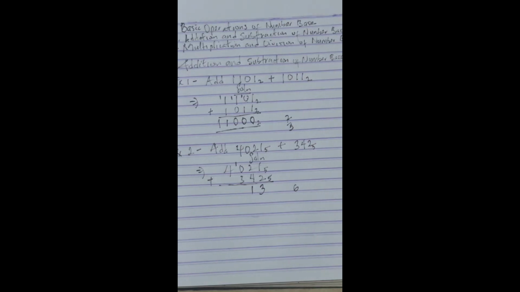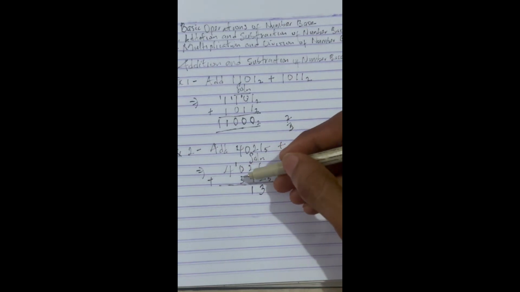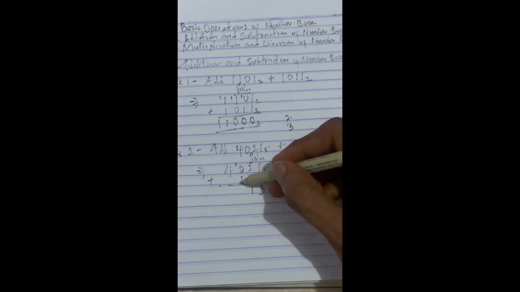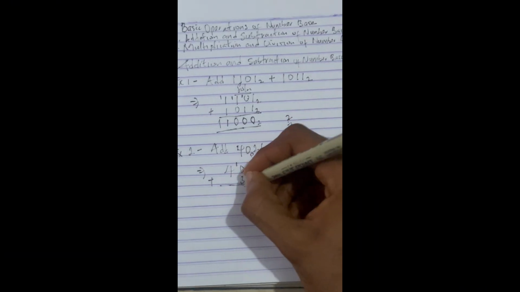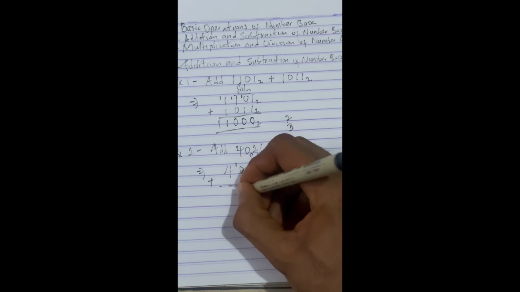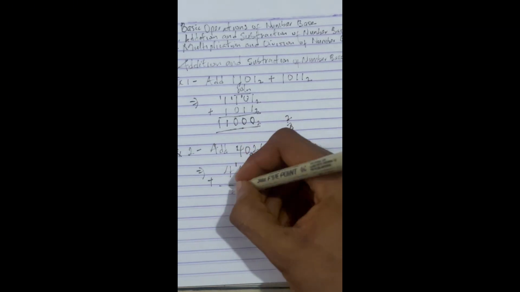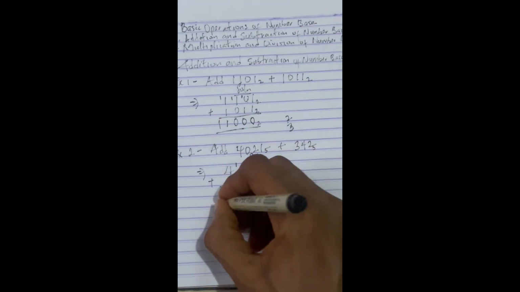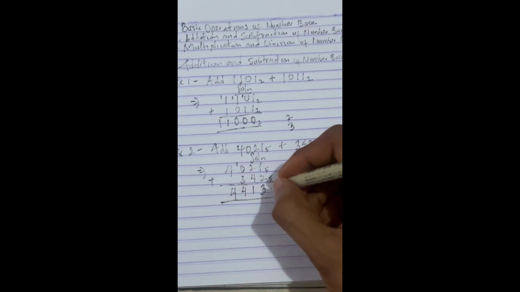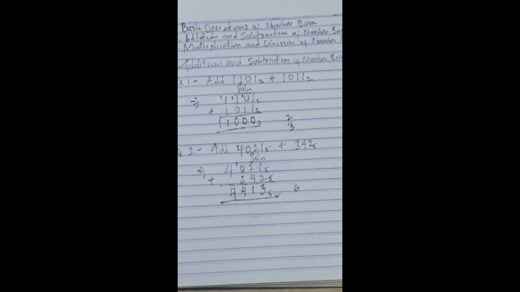Are you there? Good. So now, 1 plus 0 is what? 1. 1 plus 3 is what? 4. So can I write 4 in base 5? Yes, good. So 4. Are you with me? Good. So the 4 now, you drop it down. So what is the answer? 4413 base 5. Hope it's clear, right?